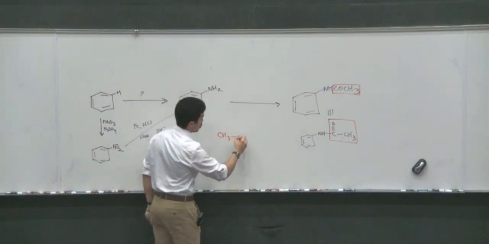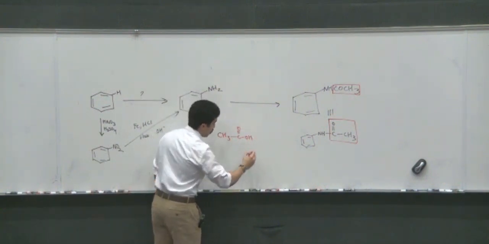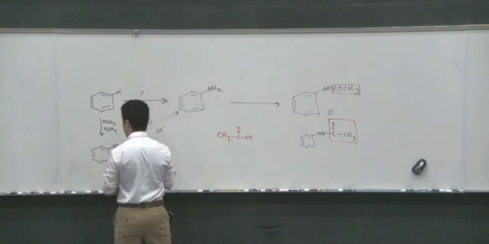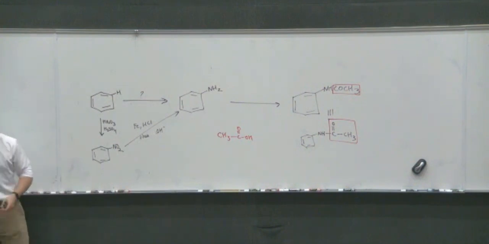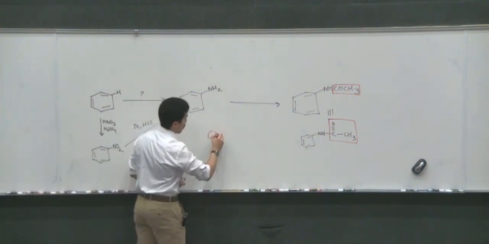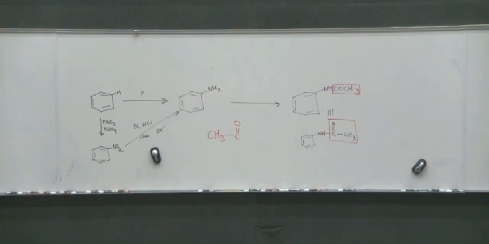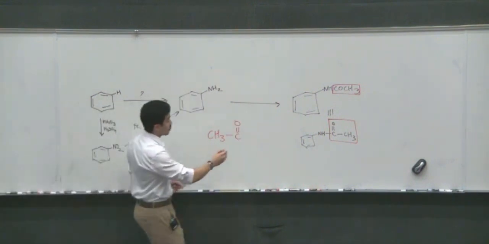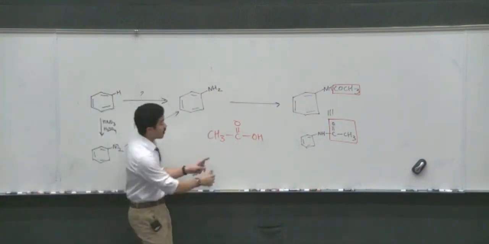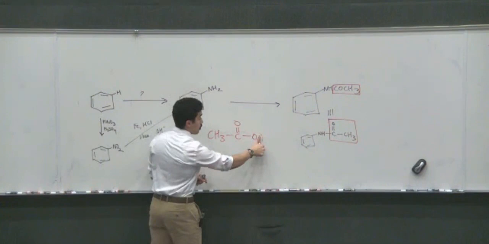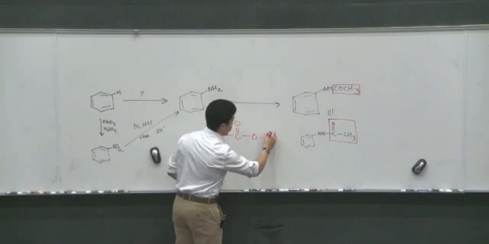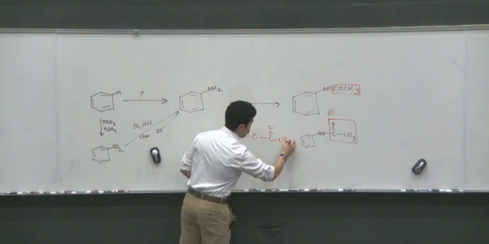CH3, C double bond O, OH. Acetic anhydride is this structure. Oh, wait, I'm running a bit small. People online, can you see what I just drew? So this is acetic acid. Acetic anhydride is exactly this structure minus the hydrogen duplicated on itself. So let's draw that. C double bond O, CH3.